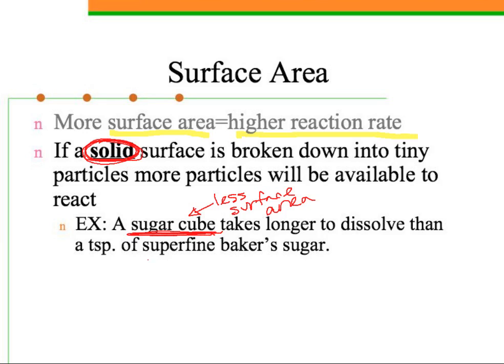Than something like superfine baker sugar or even normal crystal sugar. Superfine baker sugar is kind of like powdered sugar, but powdered sugar has cornstarch added in to make it all powdery. Superfine baker sugar is if you grind up regular sugar, that's what you'll get. It's used in candy making, and it will have more surface area.